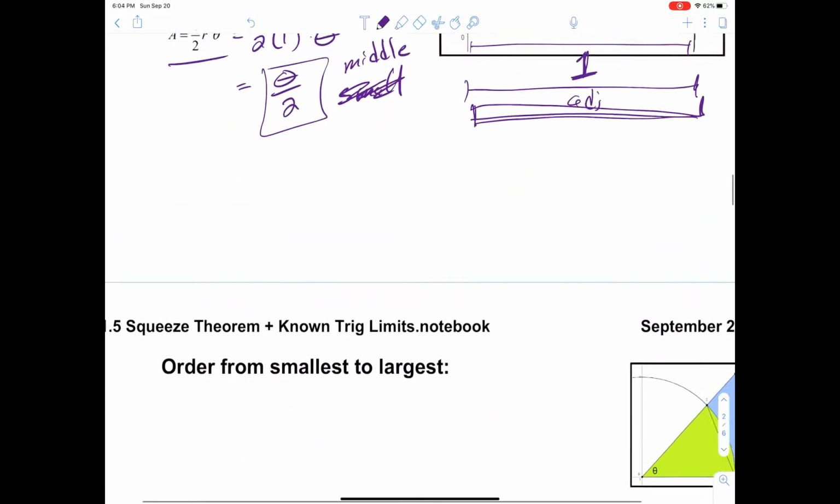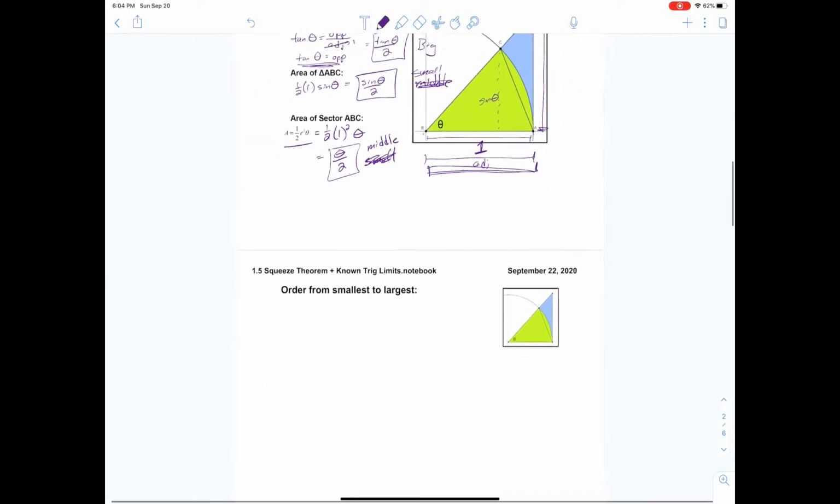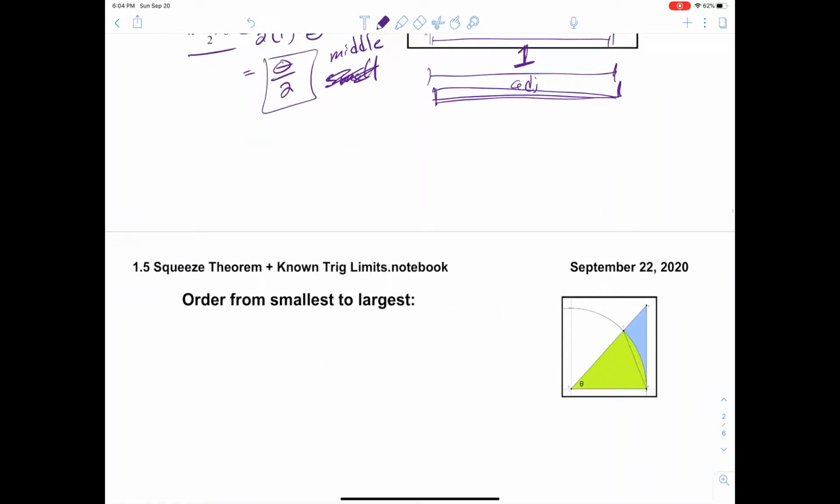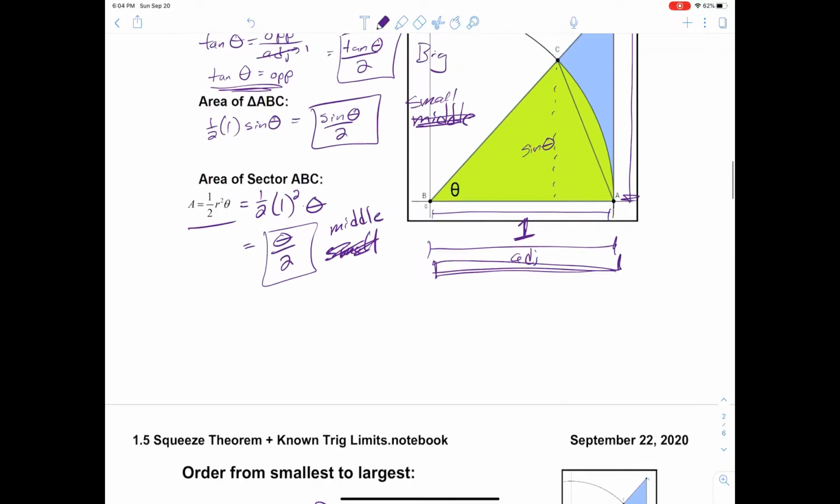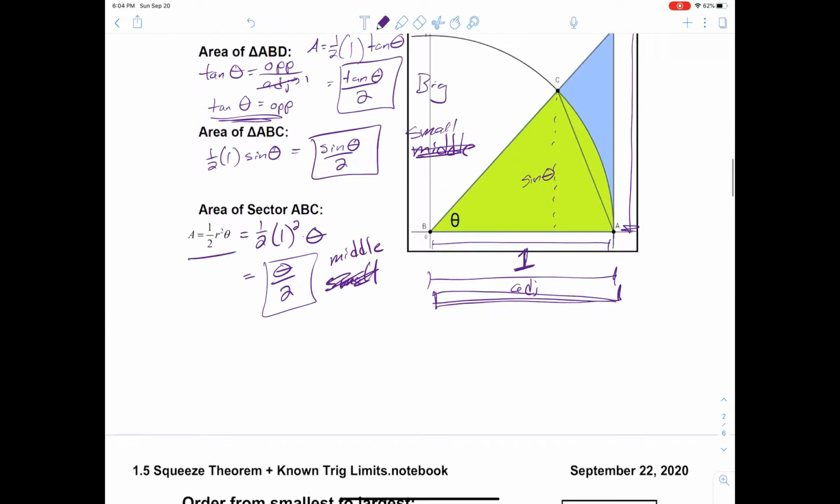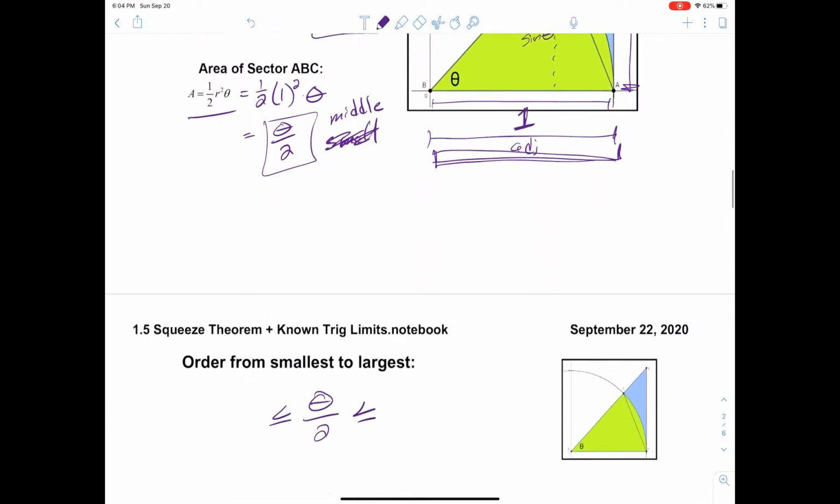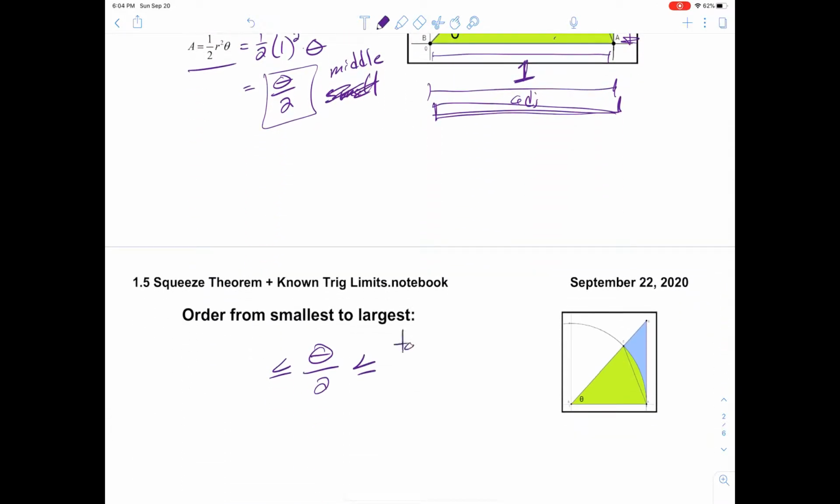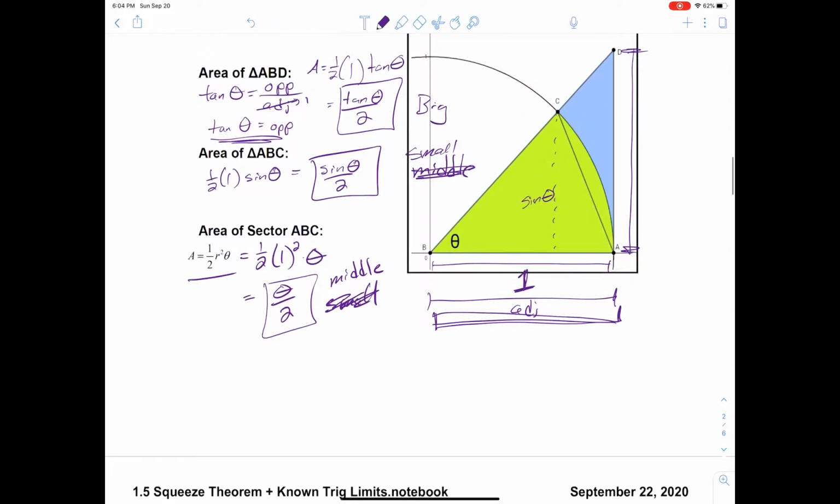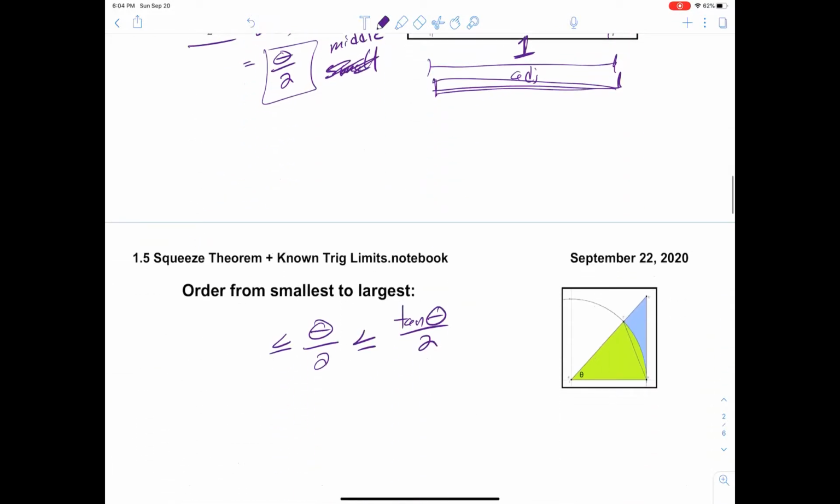Okay, so I'm going to zoom out here as soon as my page stops moving around. Okay, it's not going to do that. So anyway, I'm going to go with theta over 2. And I'm going to write an inequality that I know to be true. This is the start of all squeeze theorems. You have to build the sandwich, okay? So we know that the big thing is tangent over 2. So I'm going to go tangent over 2. And I know that the small thing is sine theta over 2.